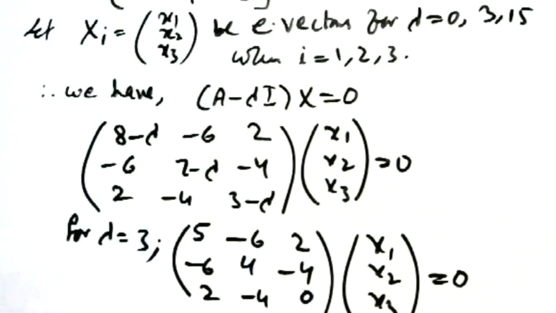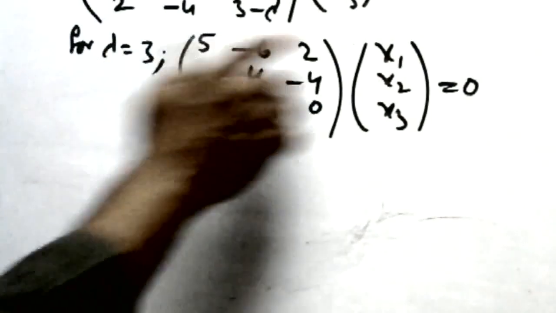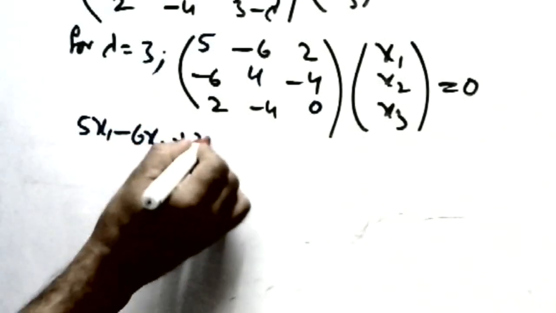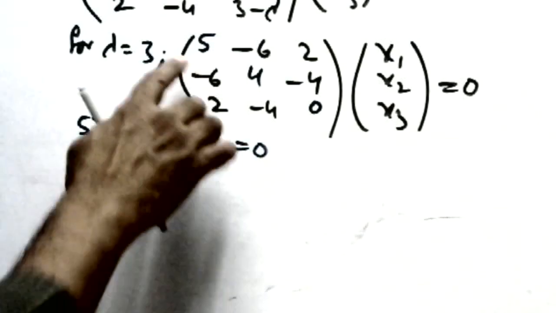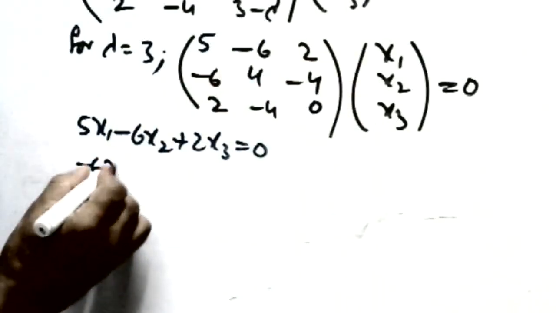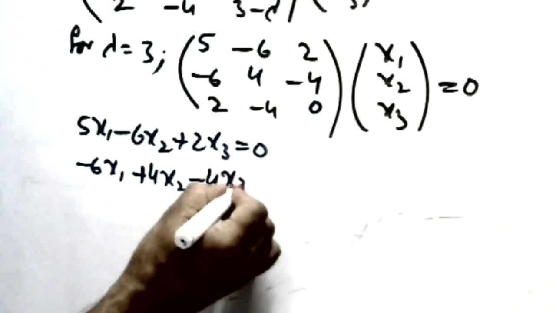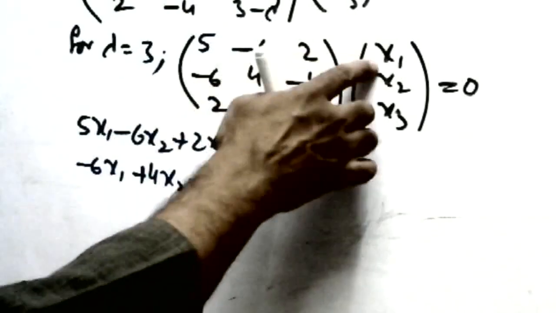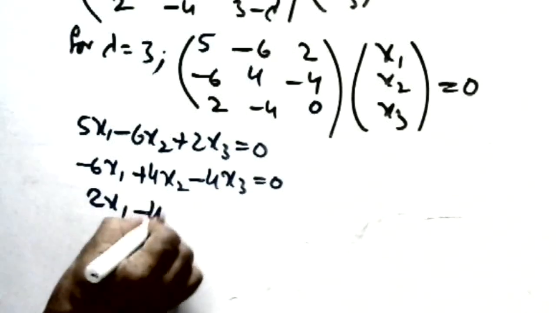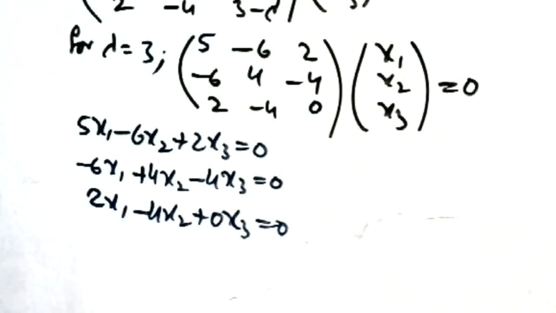Now see here, we have to multiply this according to the multiplication method, row into column. 5x1 minus 6x2 plus 2x3 equals to 0. Next, minus 6x1 plus 4x2 minus 4x3 equals to 0. Lastly, 2x1 minus 4x2 plus 0x3 equals to 0.